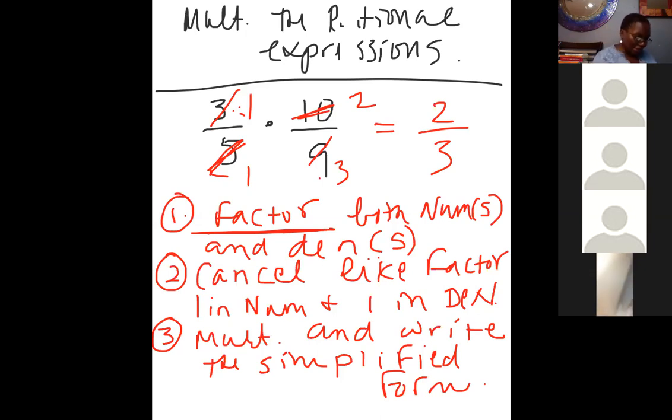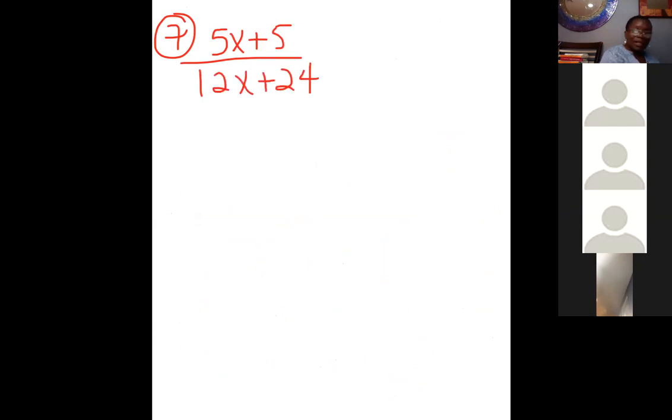Okay, everybody, so here come some examples. This one right here is problem number 7. Number 7 is 5x plus 5 over 12x plus 24, times 3x plus 6 over 5x squared minus 5.